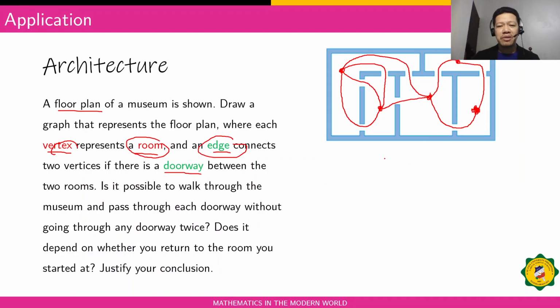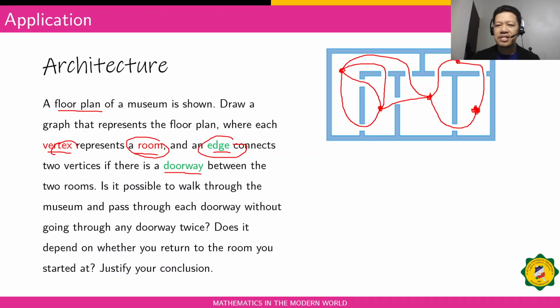To answer the problem, we just need to find whether there's an Euler path or an Euler circuit, and that is to count the number of odd vertices. If there are no odd vertices, that will be an Euler circuit. Then you can answer the second question, that you can go back to the starting point. For an Euler path, there should be exactly 2 odd vertices. So now let's determine the degree of each vertex.